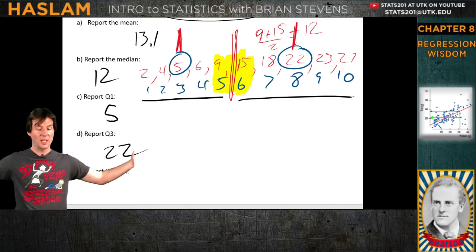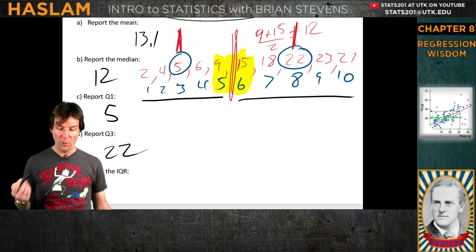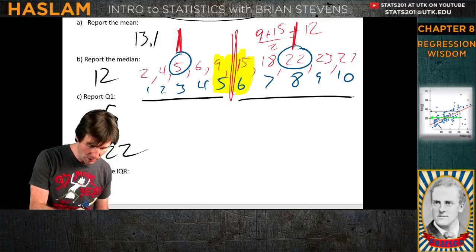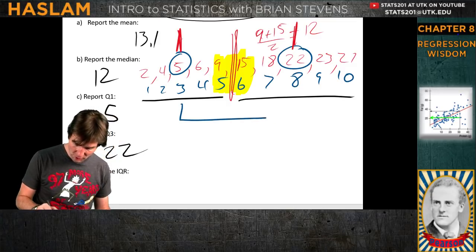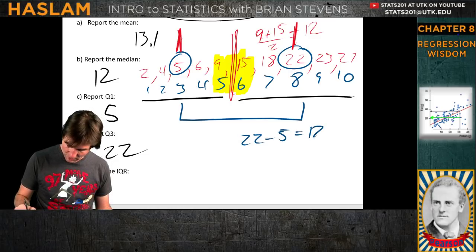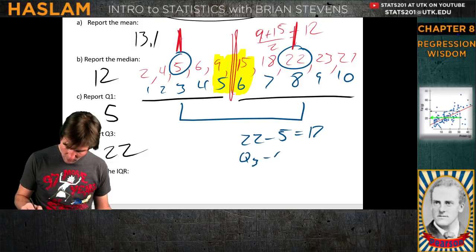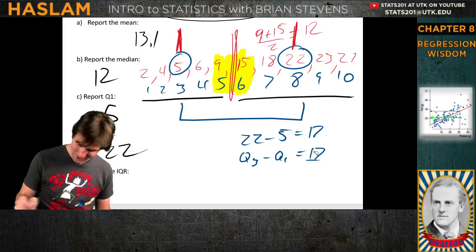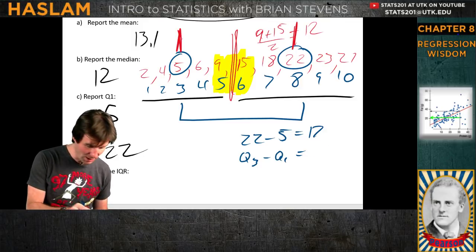So 5 is the answer in 22. And from here, we can get the IQR. So what would be the IQR? The IQR is just the distance between these two numbers. Let's go here in blue and draw this. So we're just going to do 22 minus 5, and that equals 17 because it's Q3 minus Q1. That equals the IQR. We'll rewrite that right there. And people in the chat should be saying 17.